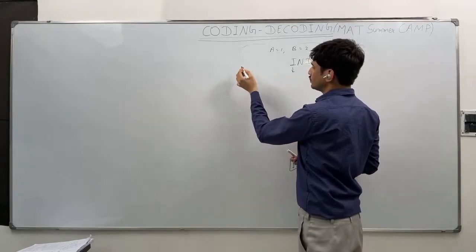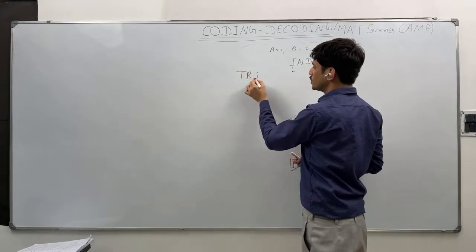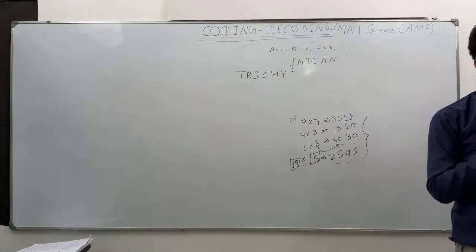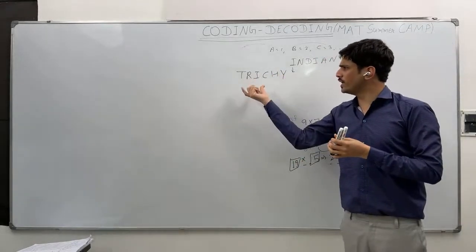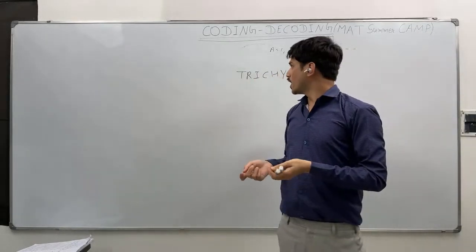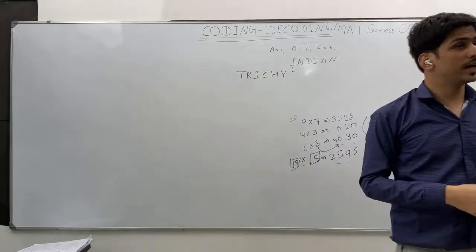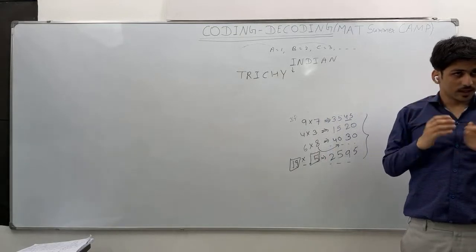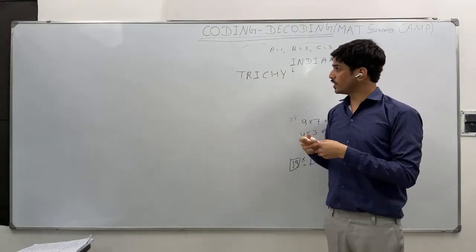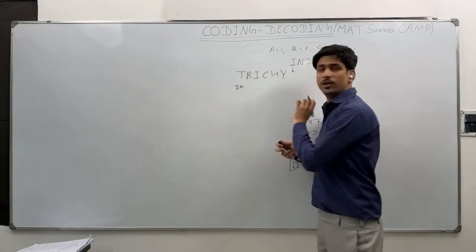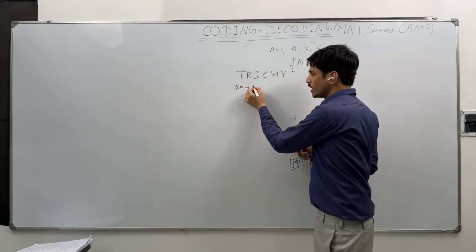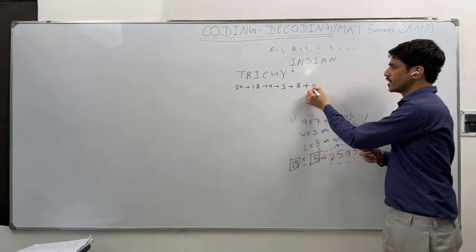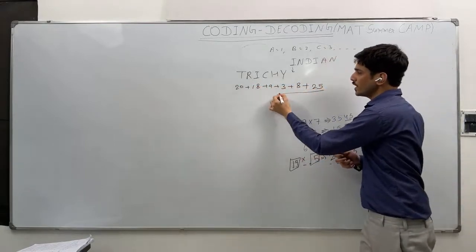let me give you this one: Trichi. Now tell me, Trichi. Actually, there is a quick way to identify. If I ask you, R comes at what position? 18, right? So how do you find the sum? First, T comes at 20. Then 18, 3, 8, and so on. So you can add all of them.